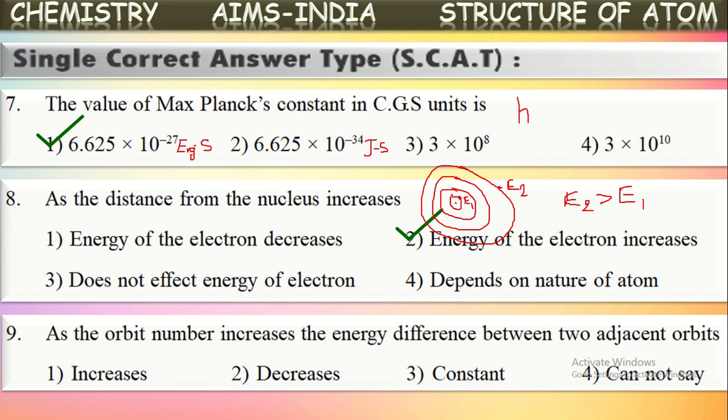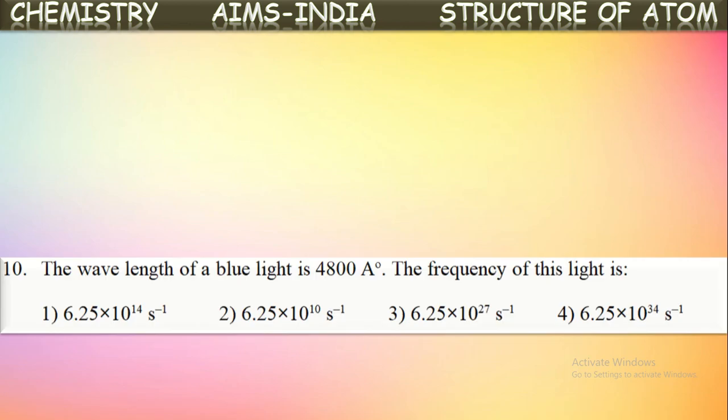Suppose here this is the first orbit, this is second. The energy difference between these two orbits will be greater when compared to the energy difference between the second and third orbits. That will be greater than the energy difference between the third and fourth orbits. So the energy of the orbits increases gradually, but the energy difference between two adjacent orbits decreases as we move away from the nucleus. Got this point? Good.